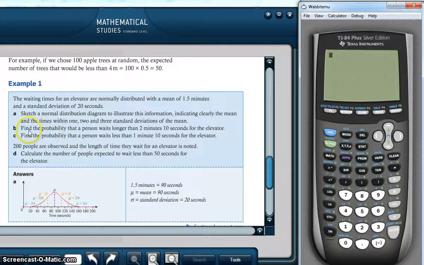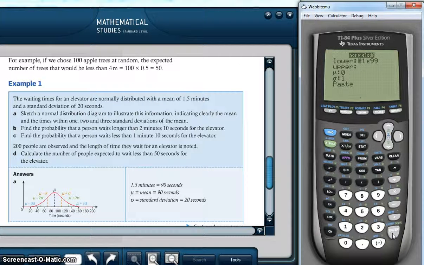What I'm going to do is jump to the second part, find the probability that a person waits longer than 2 minutes and 10 seconds. So that would be 60 times 2, 120 plus 10 is 130 seconds. Okay? So having the calculator on, I want to go to the distribution. And I will go down to the normal CDF. And in this area, I need to put my lower bound, my upper bound, my mean, and my standard deviation.